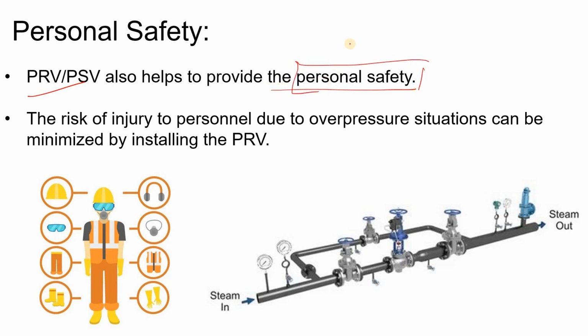Why? Because mainly we operate the steam at high pressure as well as high temperature. So if someone comes in direct contact with that steam, it could lead to some serious injury. To avoid that serious injury, and if an over pressurization situation could happen, by installing the PRV and PSV, it could be avoided. Are you getting my point? Or mainly by installing the PRV.